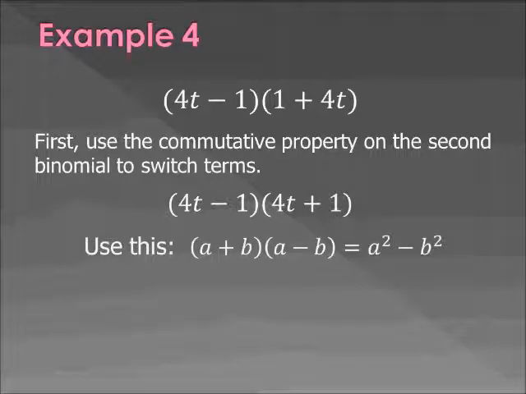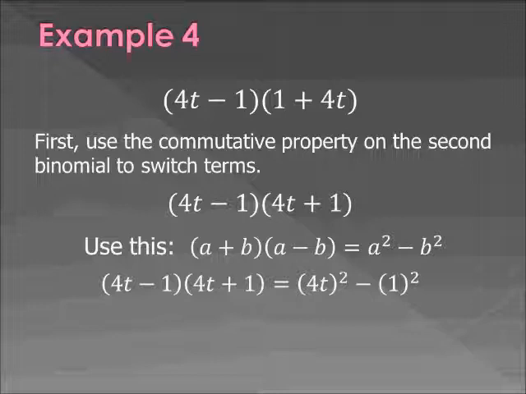We use the a squared minus b squared product. We substitute in 4t for a and 1 for b, and you get 16t squared minus 1. That shouldn't be too difficult. And again, look for these patterns when you multiply these binomials. In these homework problems that you'll be doing tomorrow in class, you're going to see a lot of it.